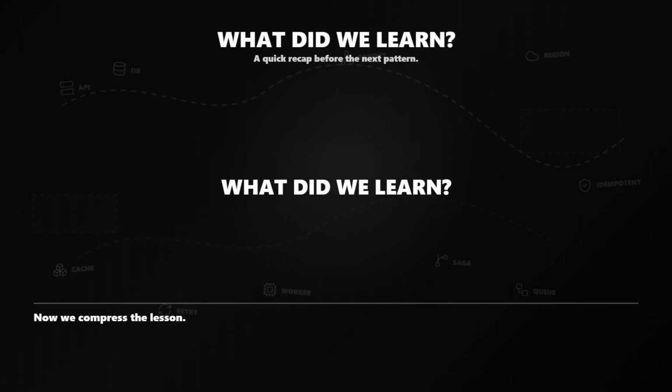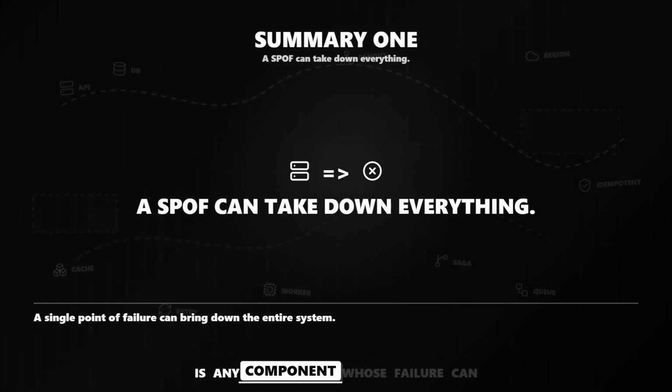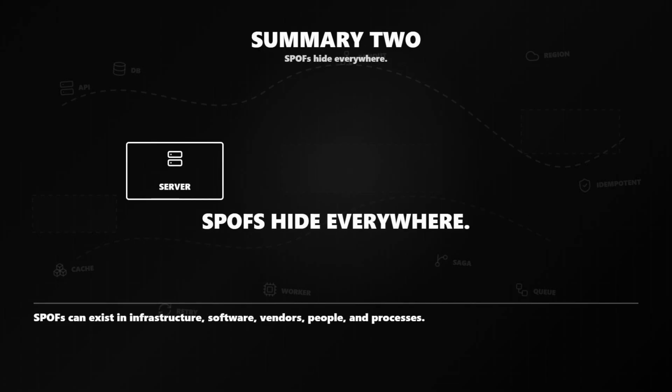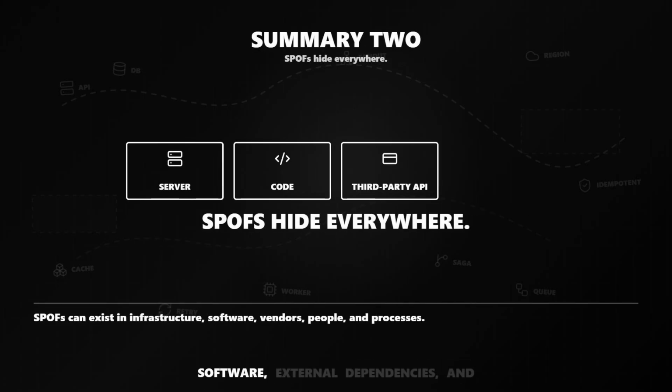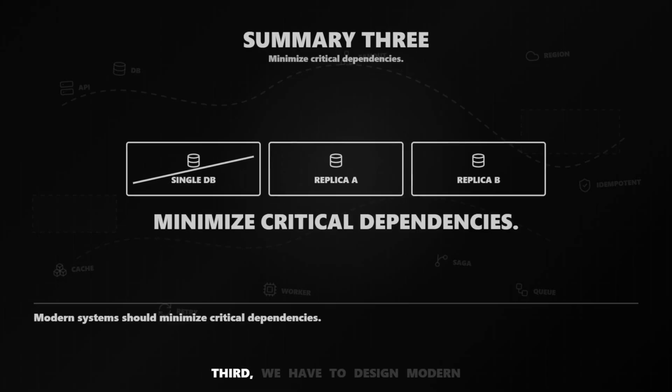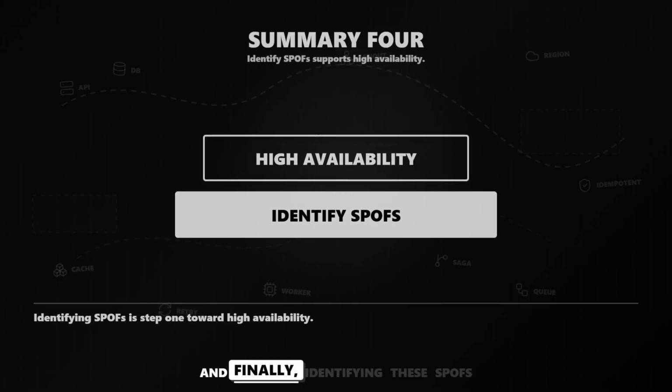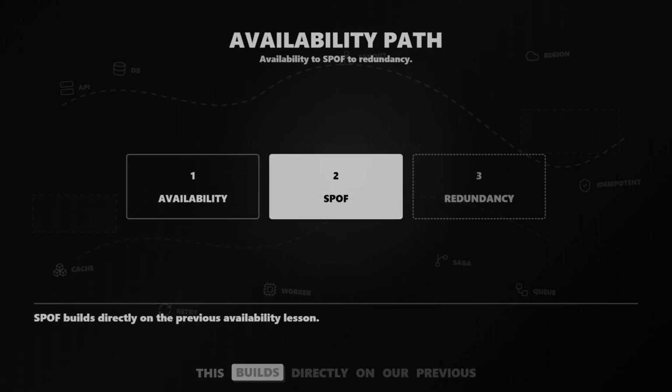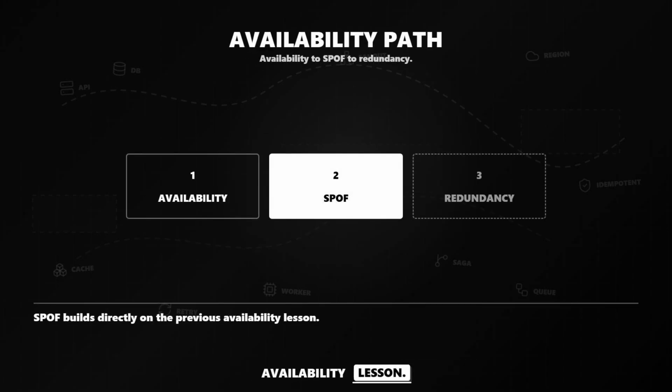What did we learn? First, a single point of failure is any component whose failure can bring down the entire system. Second, these SPOFs are sneaky. They can exist in infrastructure, software, external dependencies, and even in your people and processes. Third, we have to design modern systems to minimize these critical dependencies. And finally, identifying these SPOFs is step 1 toward high availability. This builds directly on our previous availability lesson.